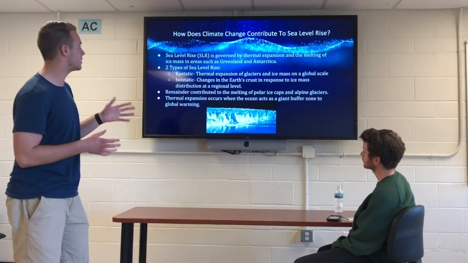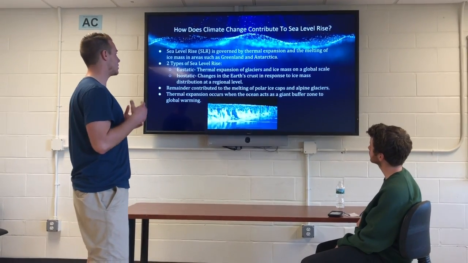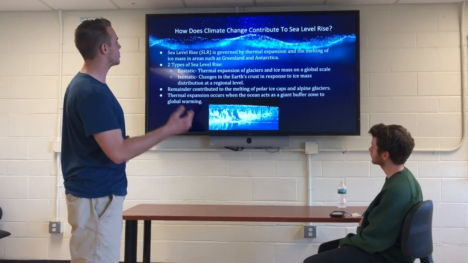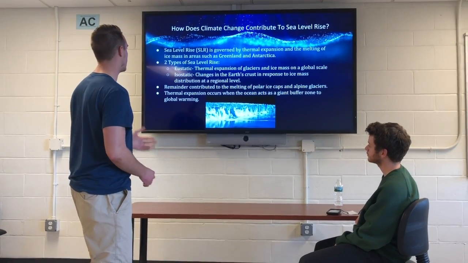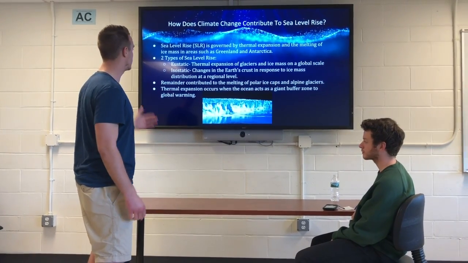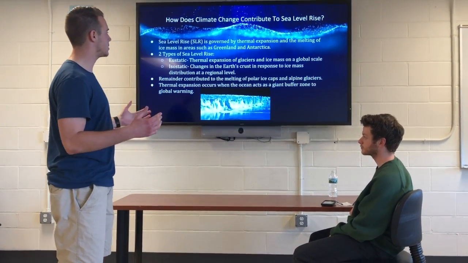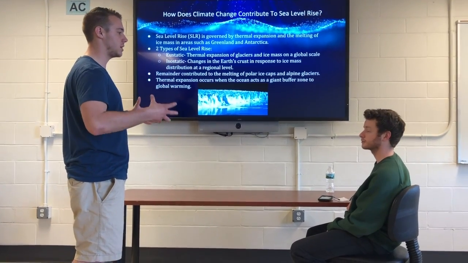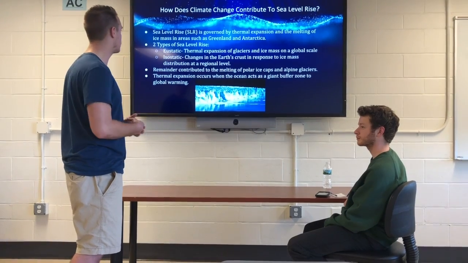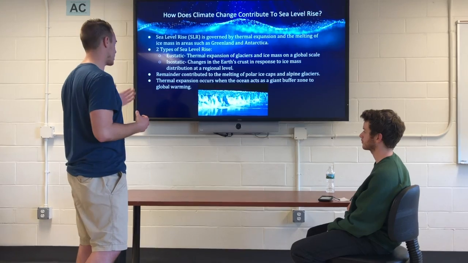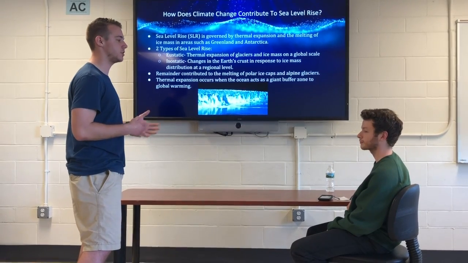Sea level rise, or SLR, is governed by the thermal expansion and the melting of ice mass in areas such as Greenland and Antarctica. It actually has two different types: eustatic and isostatic. Eustatic is the thermal expansion of the glaciers and the ice mass on the global scale. So basically the ice and the water is essentially expanding. The isostatic is changes in the Earth's crust in response to ice mass distribution at a regional level.